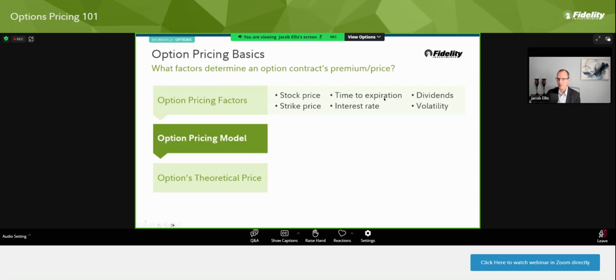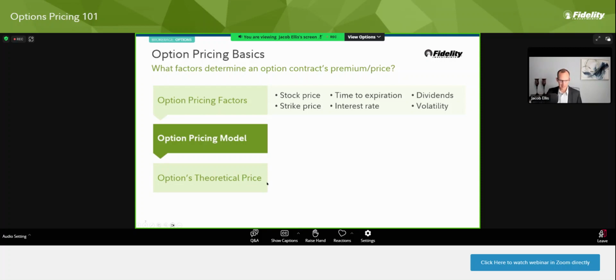How long is this theoretical coupon to buy or sell shares good for? When does it expire? The more time involved, the more value there will be. Interest rates, dividends, and volatility also are part of this model. We're going to talk at length about these first several, as well as volatility today. But it's important that we understand that these are the pieces that we would plug in order to determine what? We would plug those into the options pricing model in order to calculate the theoretical price of an option.